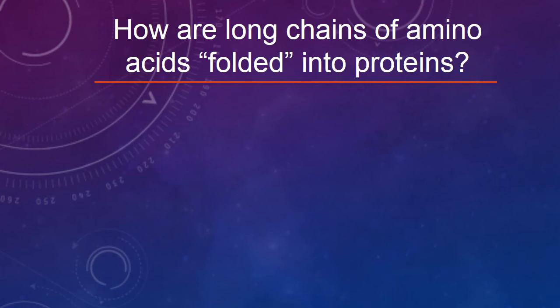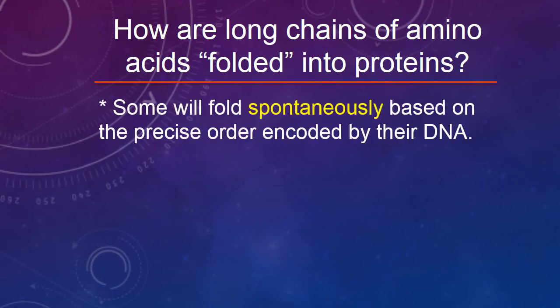That was a pretty amazing video. And just imagine, we're supposed to believe that all of those machines and all of that complexity just happen by accident. The question, as we saw that long amino chain that was folded into a protein, is how does that take place? Well, some long chains will fold spontaneously based upon the precise order encoded by their DNA.